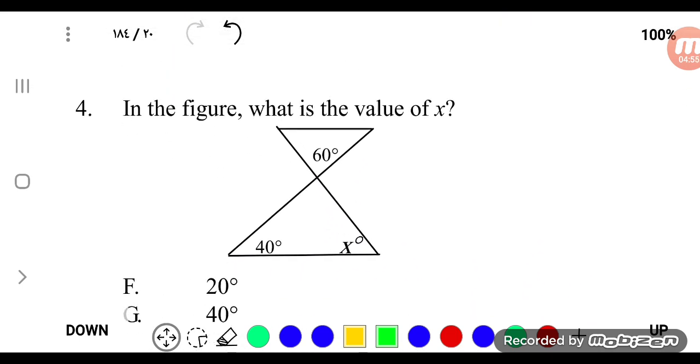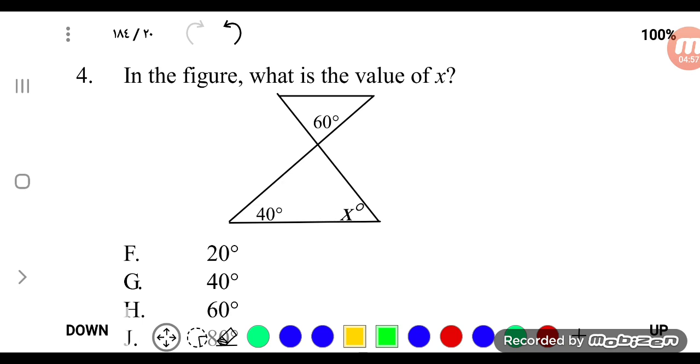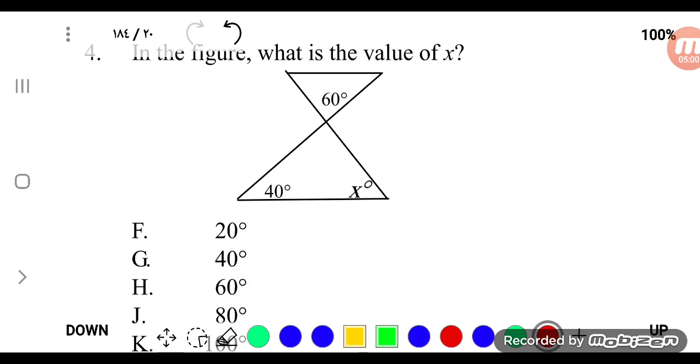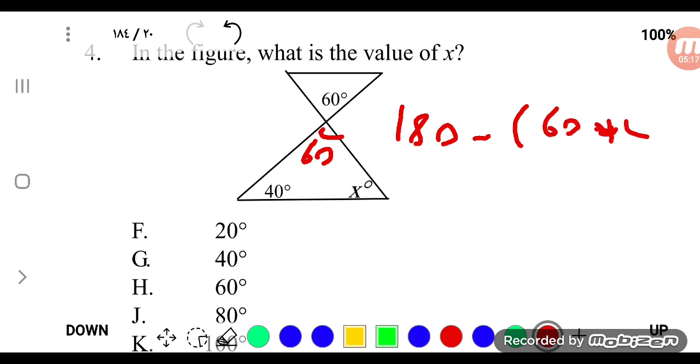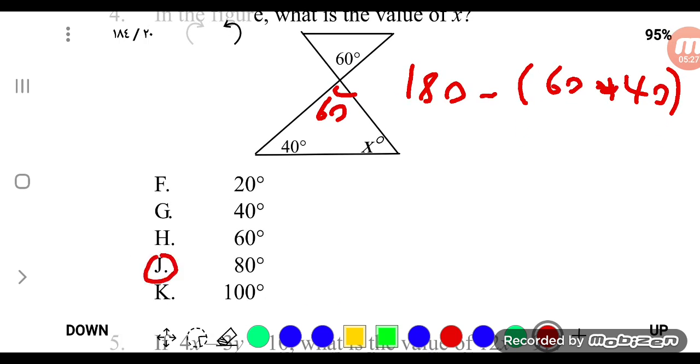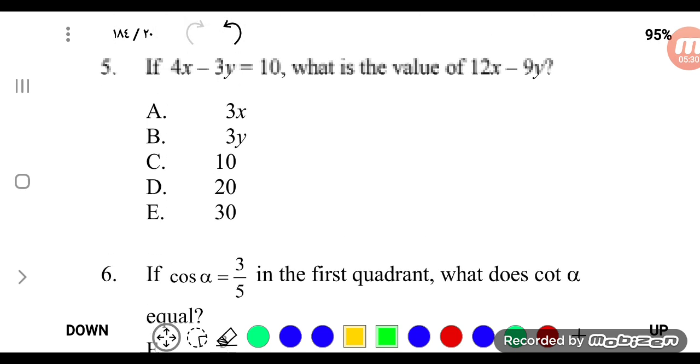Question number 4 now. In the figure, what's the value of x? Here you know that vertical angles are congruent, so this is 60 here. Then the sum of angles in a triangle is 180. So 180 minus 60 plus 40, you get 80. So option J is the correct answer.